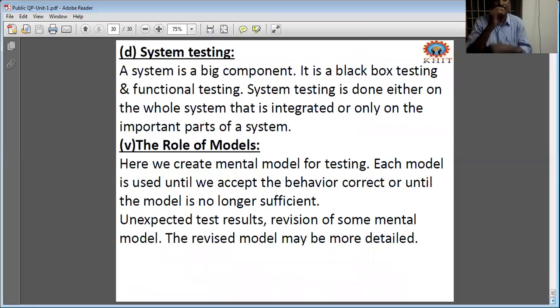Then system testing. A system is a big component. It is black box testing and functional testing. System testing is done either on the whole integrated system or only on the important parts of the system.